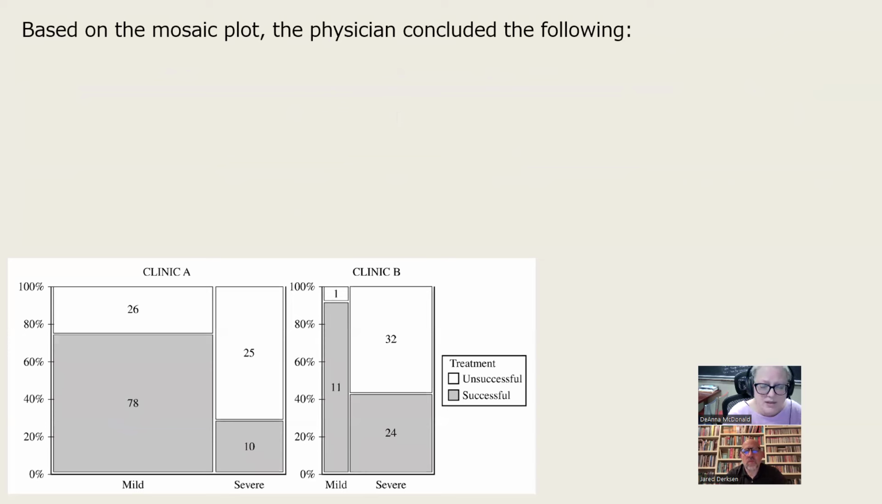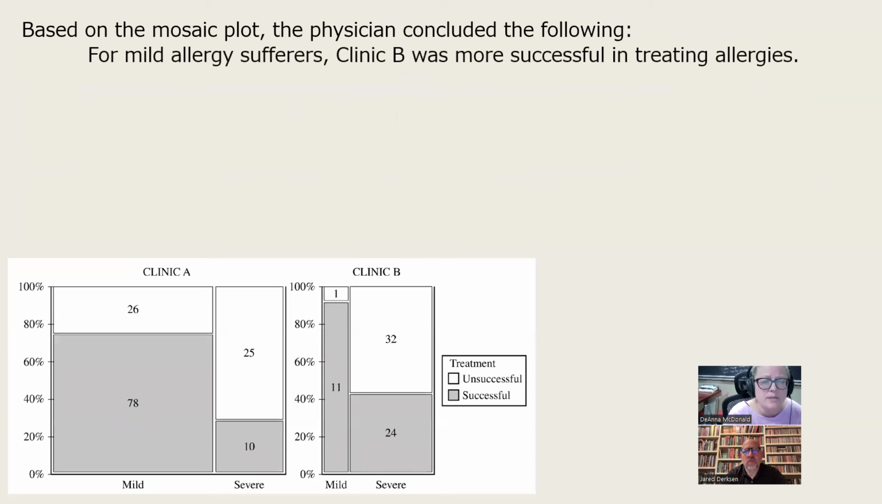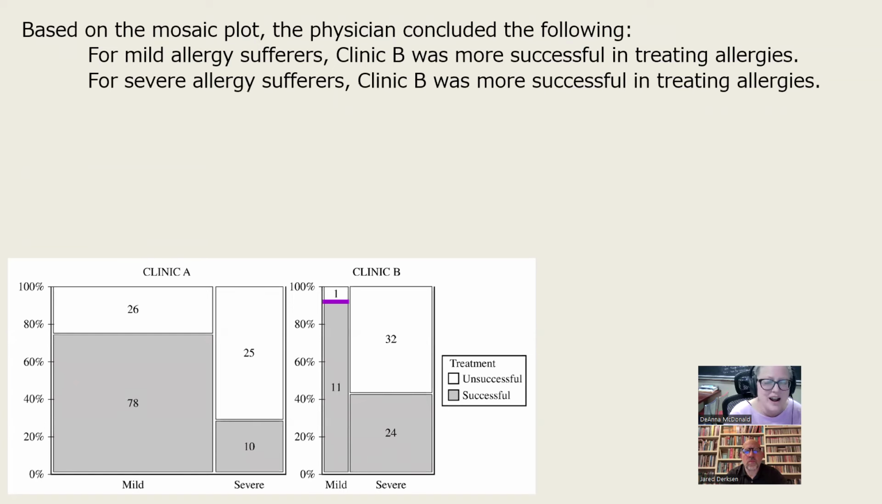Based on the mosaic plot, the physician decided the following. For mild allergy sufferers, Clinic B was more successful in treating allergies. How did he decide that? Well, he looked at the height, or the percentage in that category, and said, oh, look, it's higher. And then for severe allergy sufferers, Clinic B was more successful in treating allergies, and he did the same exact thing. He said, look at the percentage here in the mosaic plot. It's at a higher level than Clinic A.